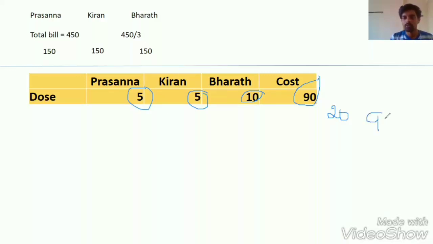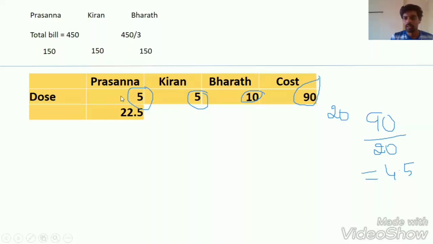Can you find out the cost for one bite? That is 90 divided by 20, which gives 4.5 rupees. This is the cost per bite, correct? I had 5 bites, so 5 into 4 rupee 50 paise is 22.5. Kiran had 5 bites, so 5 into 4.5 is 22.5. Bharat had 10 bites, so 10 multiplied by 4.5 is 45 rupees.